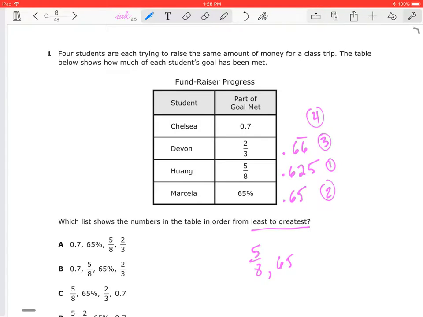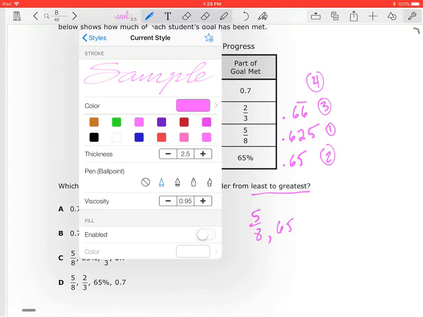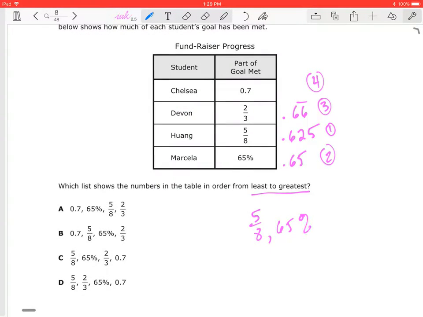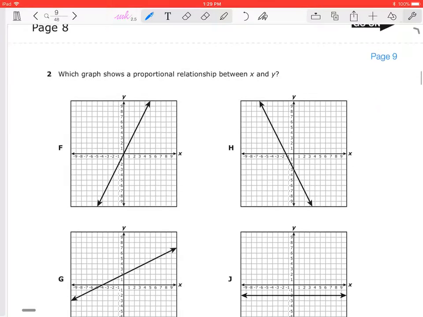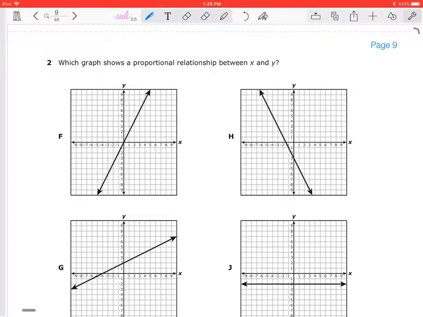So now let's look at our answer choices. That may eliminate most of our answer choices right off the bat, and we may not even have to go further. Let's see. That eliminates A, eliminates B. So then our only answer choices are C or D, and the only one that has 65 as number 2 is C, which is our correct answer.